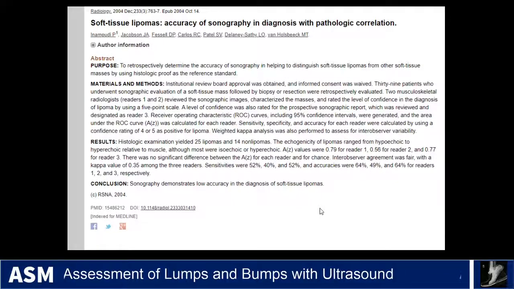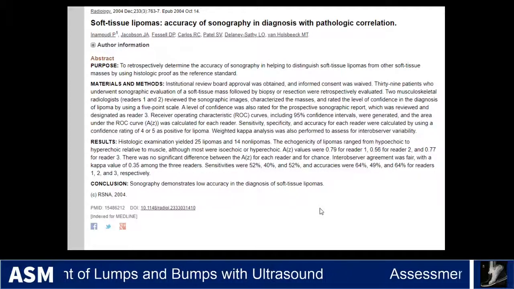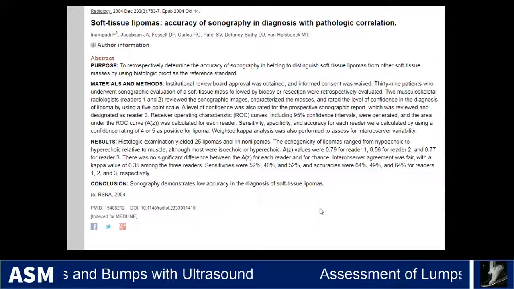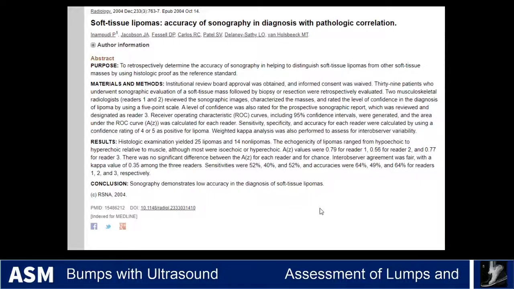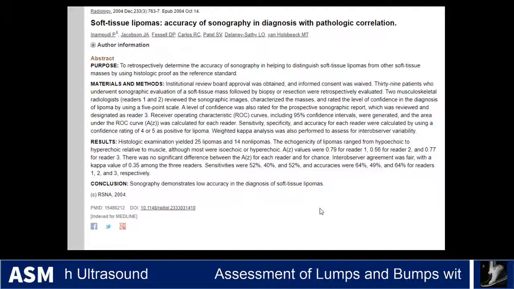That said, I'll begin. This is going to be the first of a series of videos on ultrasound assessment of soft tissue masses. The first one will be just background information and a brief review of several papers from the literature, and then the next several videos will be example cases.